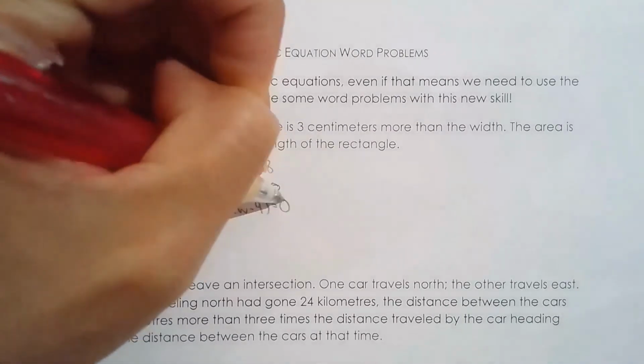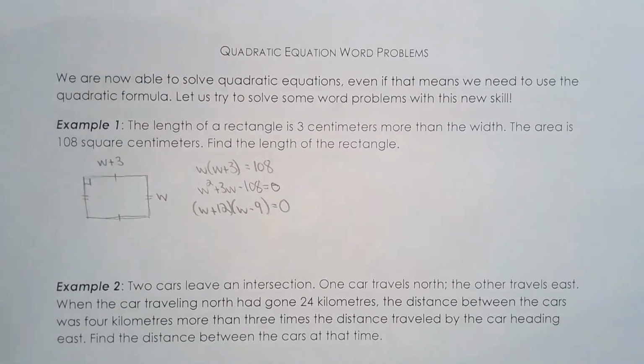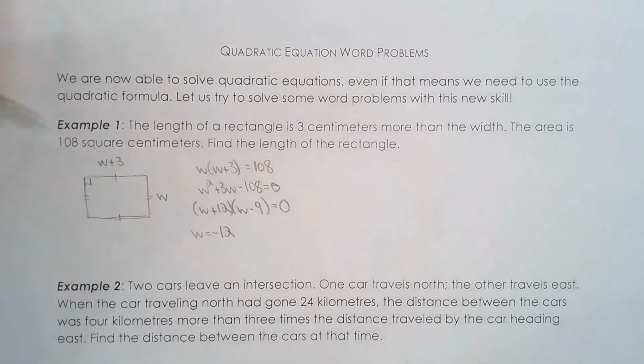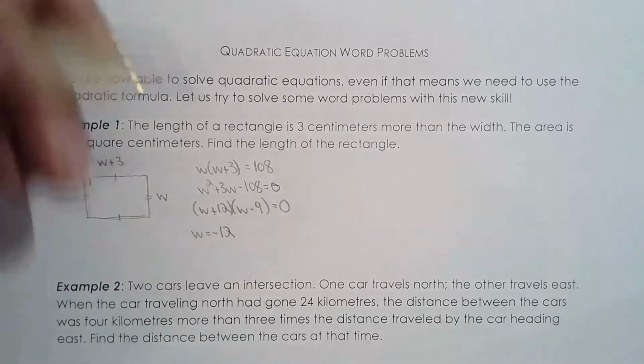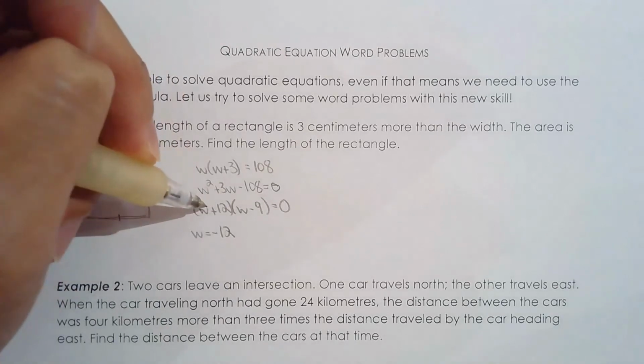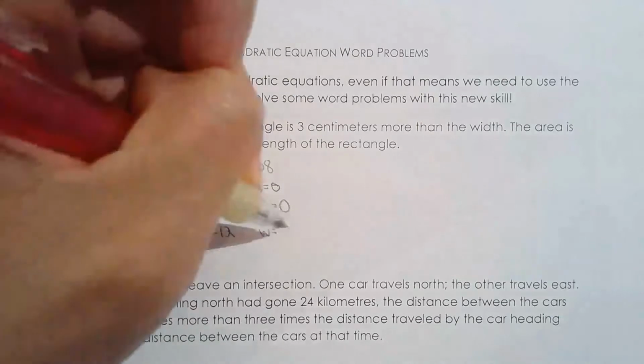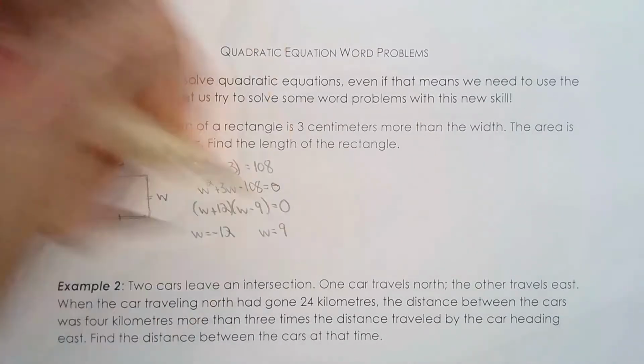Of course, 12 and negative 9. That was very silly. Why did it take me so long? Okay, so for the solutions, you apply the zero product property. The solutions to this equation are W equals negative 12, or W equals 9.